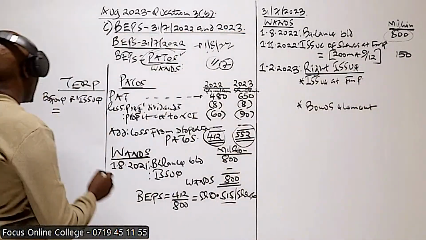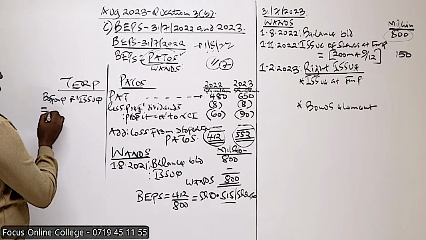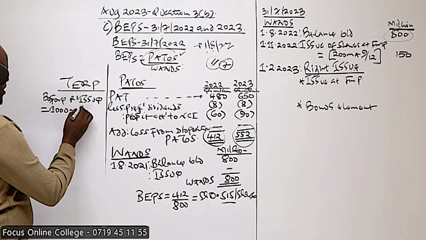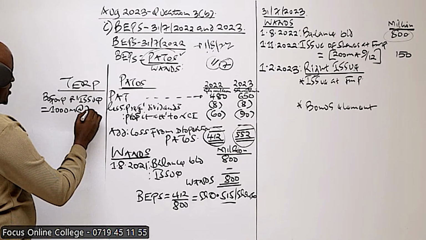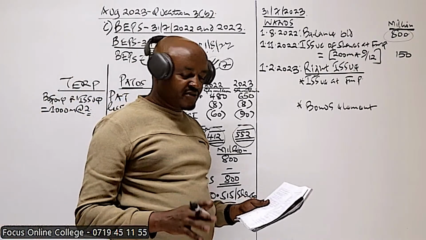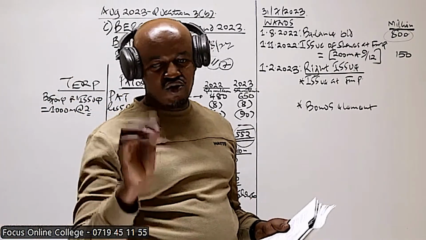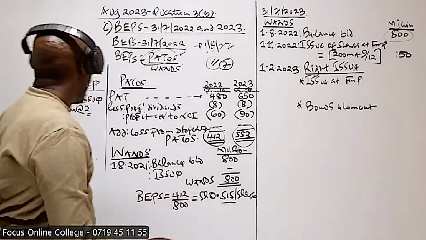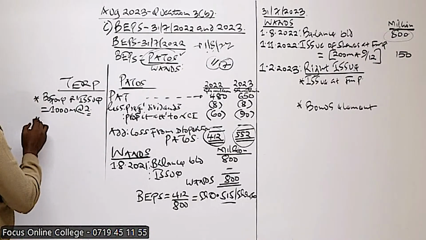So the shares which were issued before the rights issue were 1,000. And what was their market price per share? The market price per share, we have it in note number 2. The market price per share before the rights issue was 2 shillings. Are we together? Yes. And then how many shares were issued by the company during the rights issue?